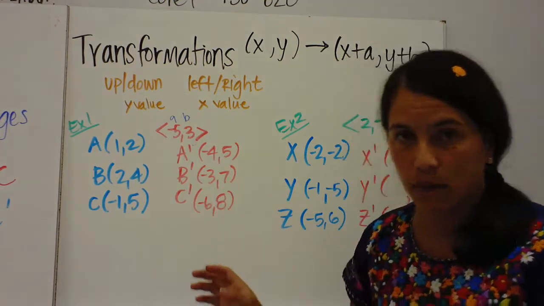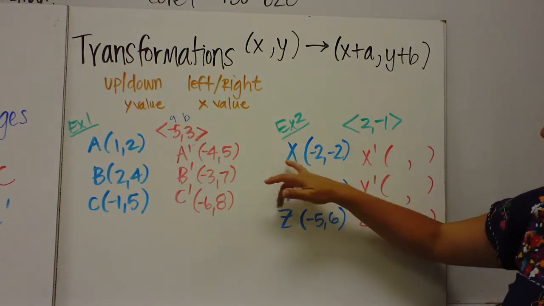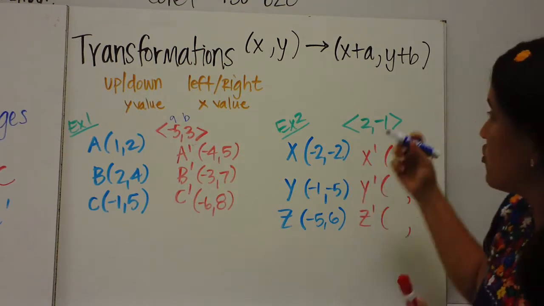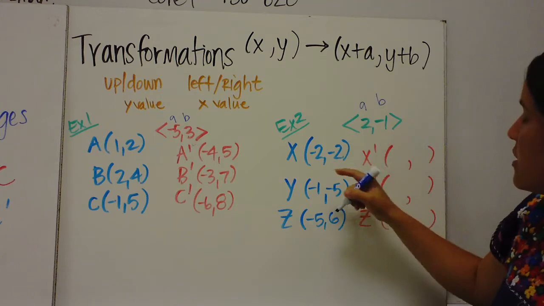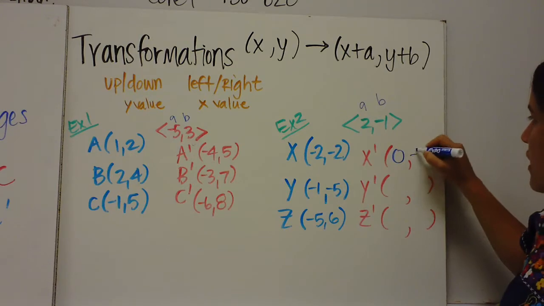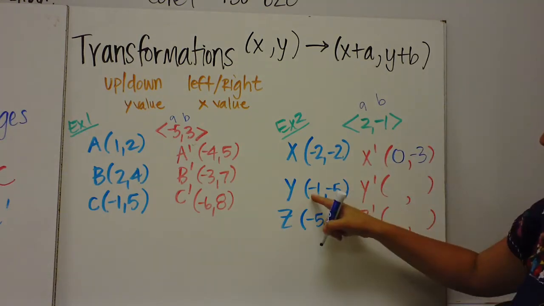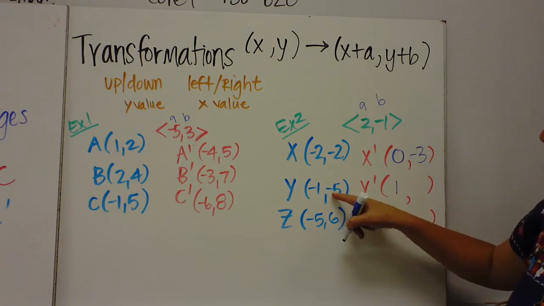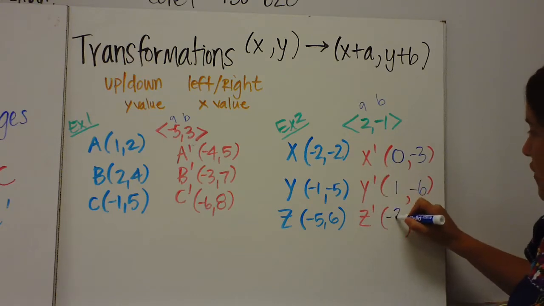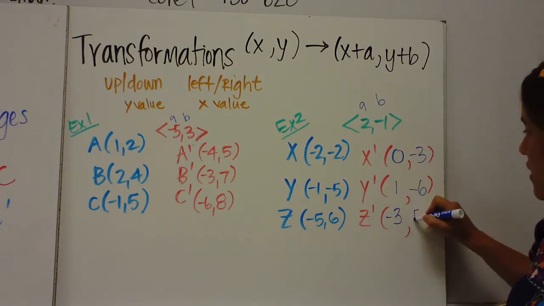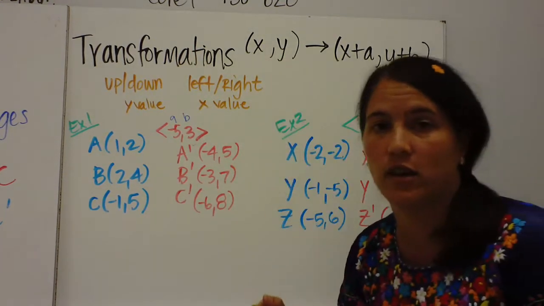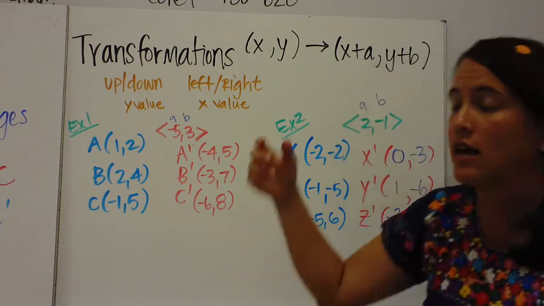Here's another example. Here are your pre-image, X, Y, and Z. And here's your translation, 2, -1. This is your a, and this is your b. So that means you add. -2 plus 2 is 0. -2 plus -1 is -3. -1 plus 2 is 1. -5 plus -1 is -6. -5 plus 2 is -3. 6 plus -1 is 5. So that is how you would do a transformation. This is how it's written algebraically. We're also going to practice graphing transformations in class.